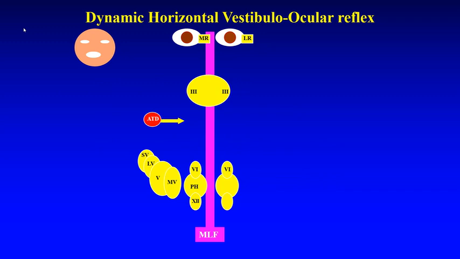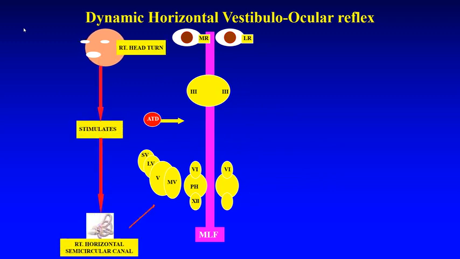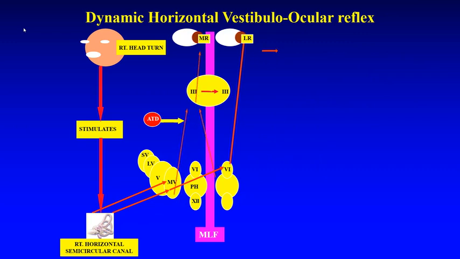So, the dynamic horizontal vestibulo-ocular reflex is shown here by this animation. The person yaws his head to the right. It stimulates the right horizontal semicircular canal, and then there is a cascade of changes that leads to the contraversive eye turn.